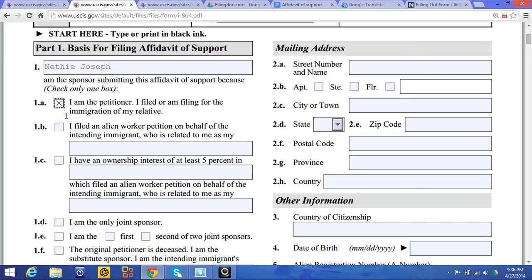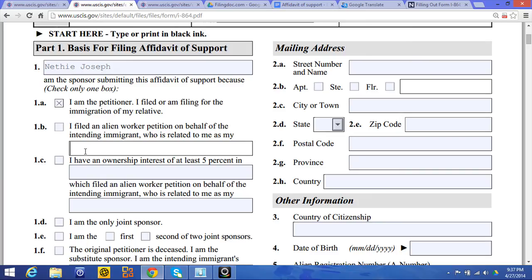Now, you will check 1B if you are a petitioner that is filing or already filed the form I-140. This is the case where your relative is an alien worker. You will indicate here how you are related to this alien worker. Is it your wife, brother, sister, child? It's up to you.